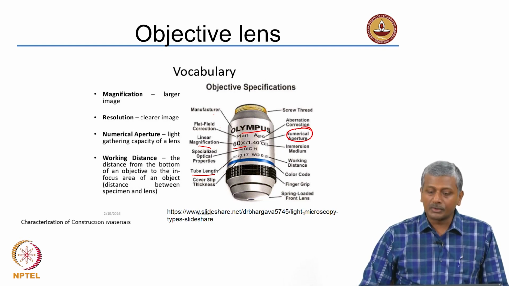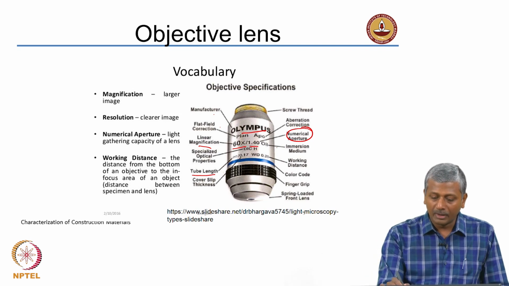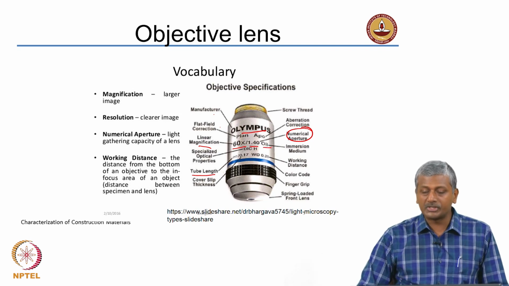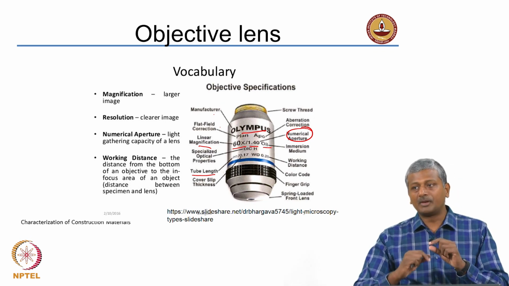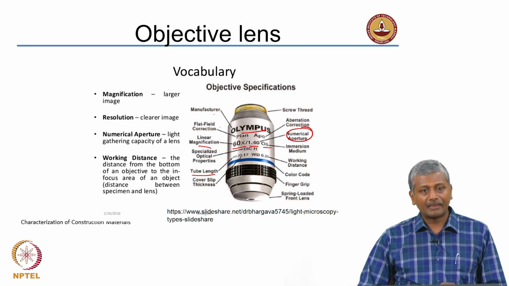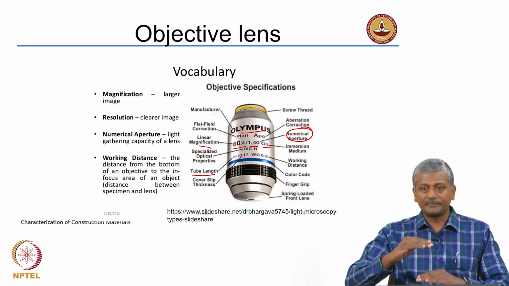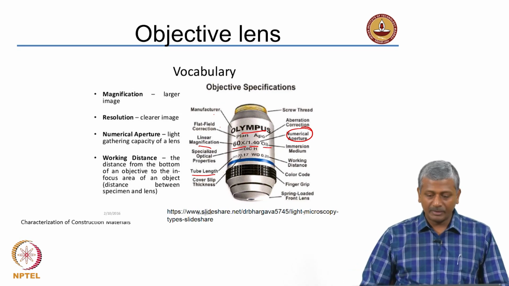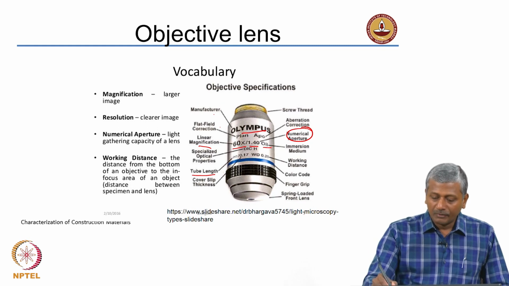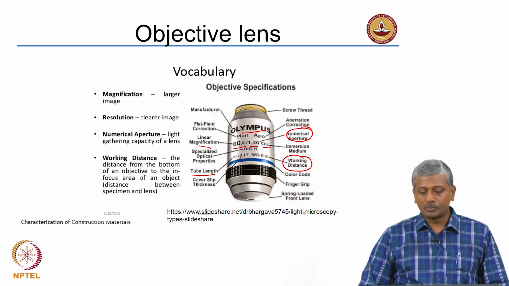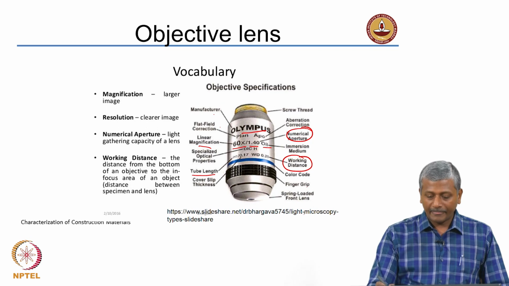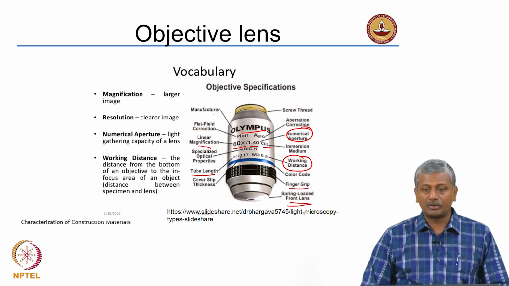It then has numerical aperture also written on that. You see here 1.4, and it says it is an oil immersion lens. Okay. So, the lens itself inside may have a film of oil under the lens. Okay. It does not directly touch the specimen, but the film may already be inside. The working distance is also provided, okay, and of course, there is a finger grip also in this case, and it is a spring loaded front lens which is at the top of the objective.